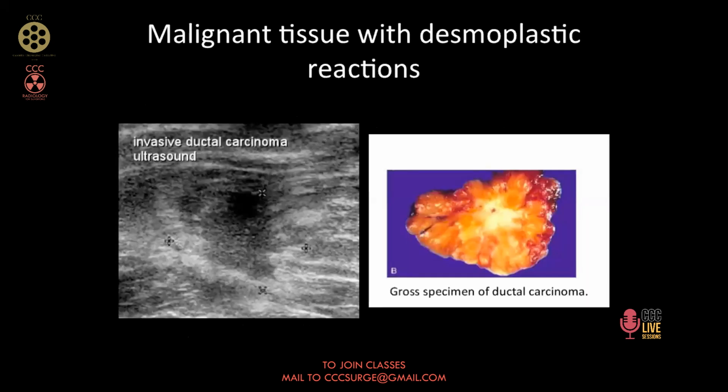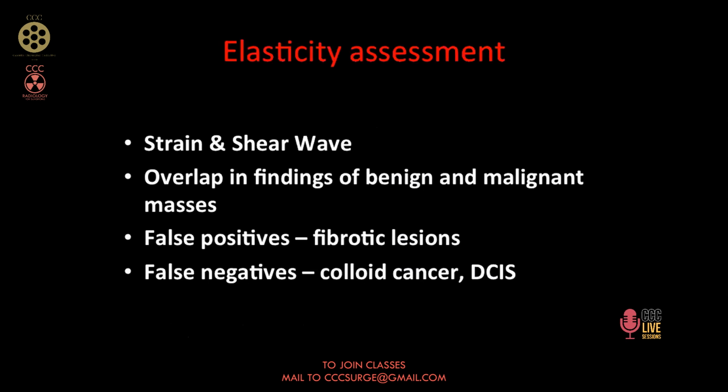Now look at malignancy. Now this is a lesion which is a malignant lesion. What happens is surrounding it, there will be a desmoplastic reaction. And this desmoplastic reaction will not allow the lesion to be compressible. And therefore in them, the kilopascal will be high and the lesion is likely to be red. Though, of course, it can be false positive in, say, traumatic fat necrosis, in colloid cancer, in DCIS, it can be negative. But by and large, lesions which are red, which have high kilopascals, are likely to be malignant lesions.